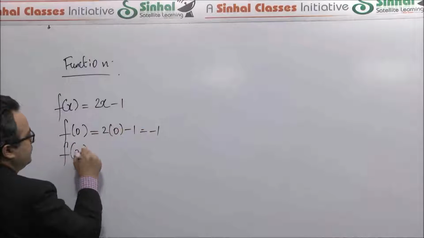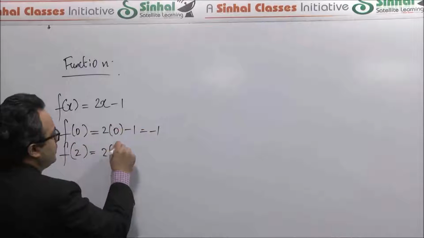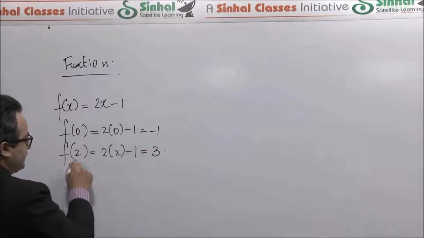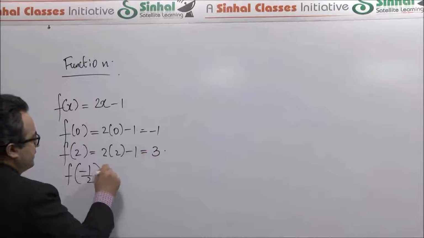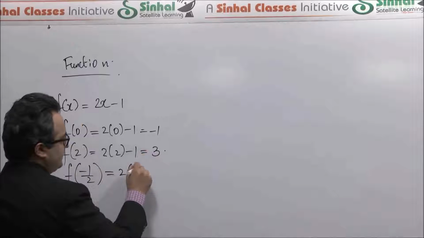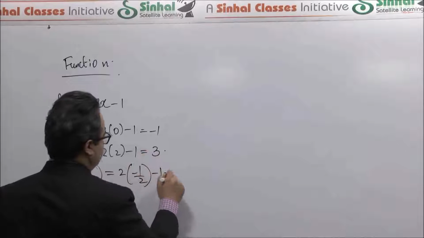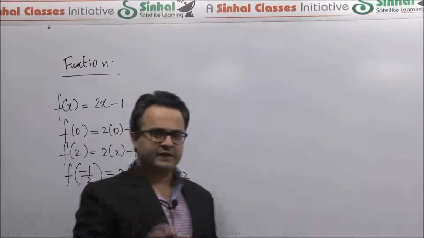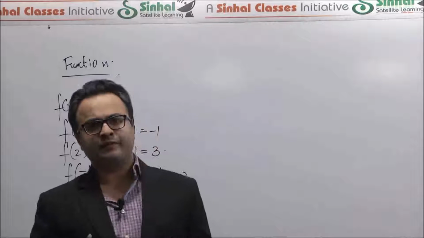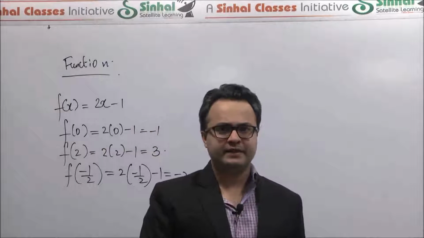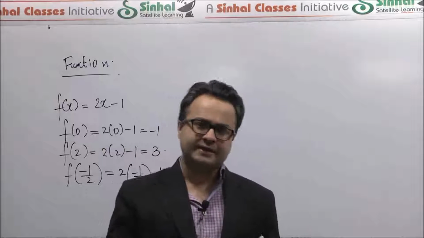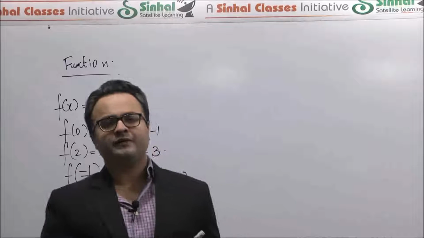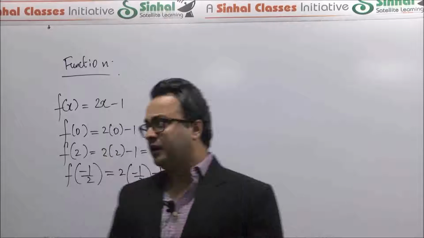Similarly, f of 2 would be the function's value at x equal to 2, etc. And you could take some other values also. So f of minus half becomes... right. So again, when I talk about a function f of x, I'm essentially referring to an expression involving the variable x, and as x takes different values, the value that the expression takes will essentially depend on the value that x assumes.